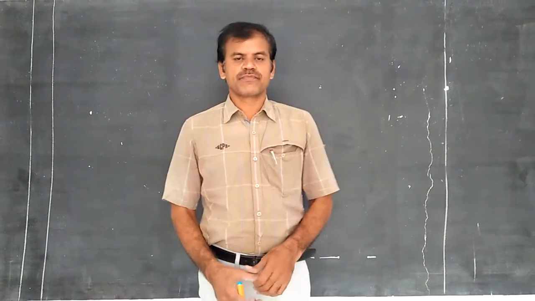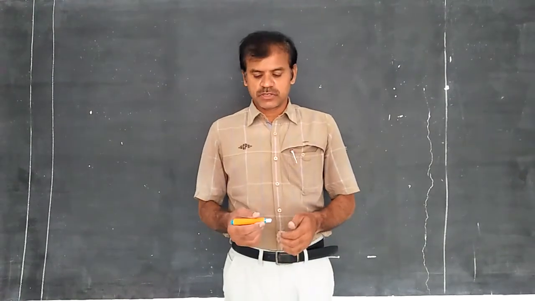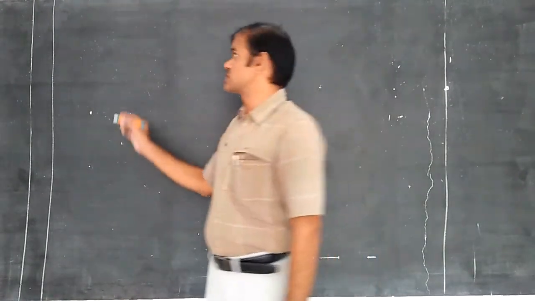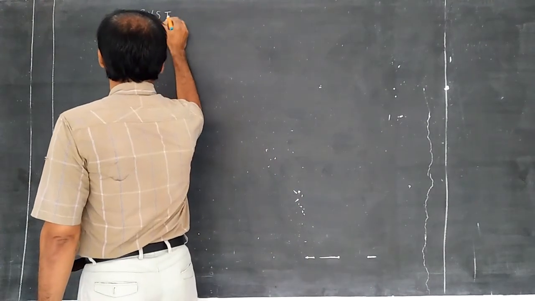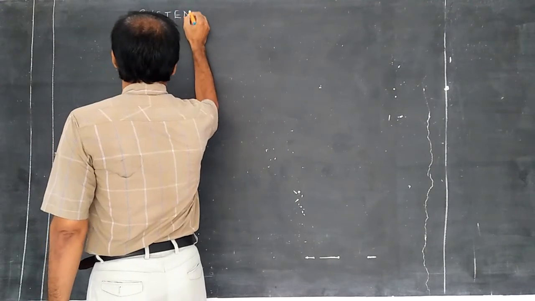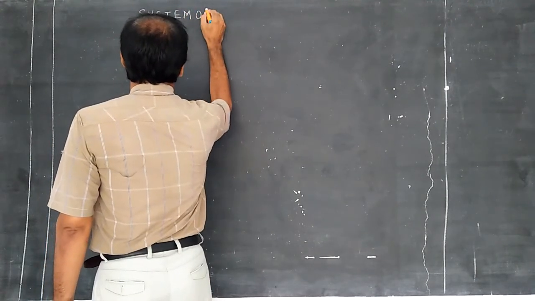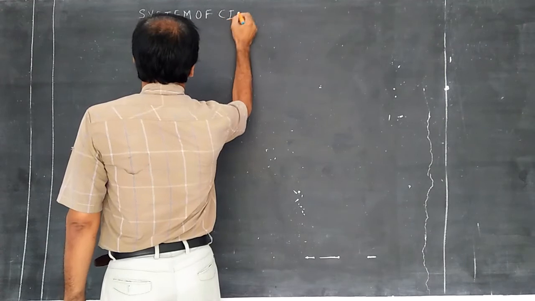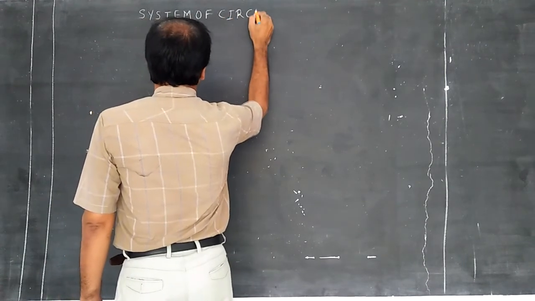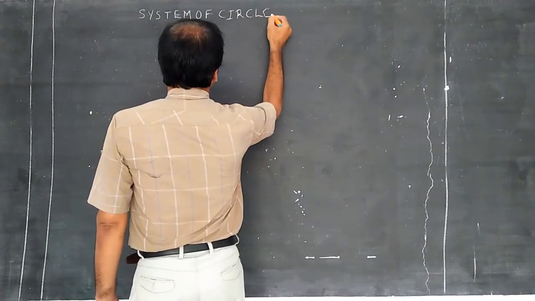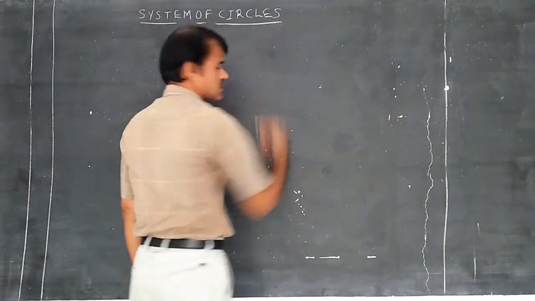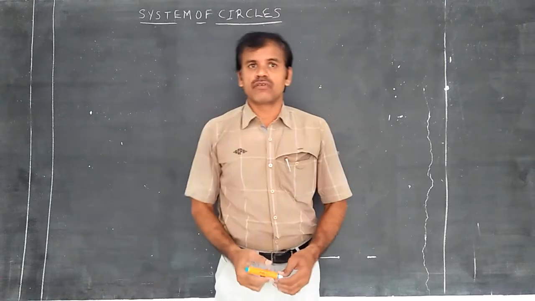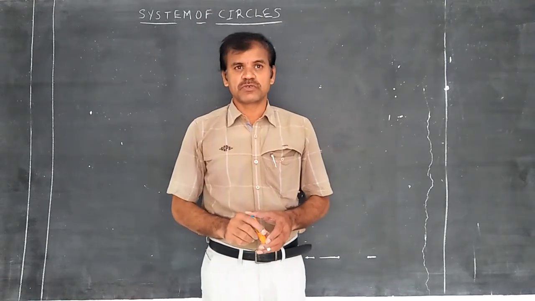Dear students, now we are in the chapter System of Circles. In the chapter System of Circles, we have discussed exercise 2A concepts in the previous class. Now let us discuss the theory of exercise 2B concepts.